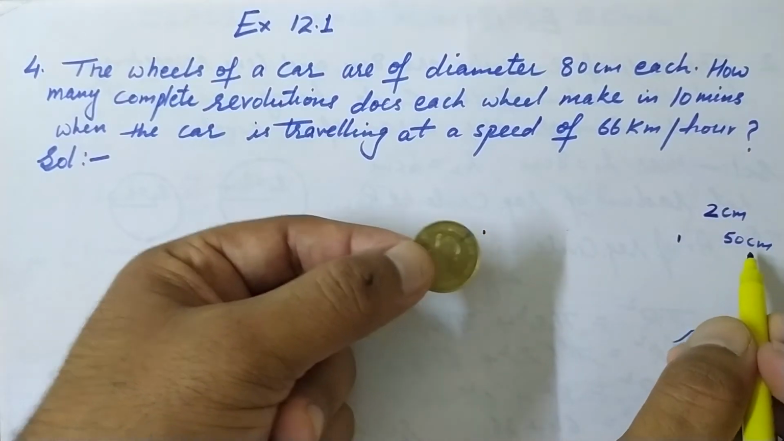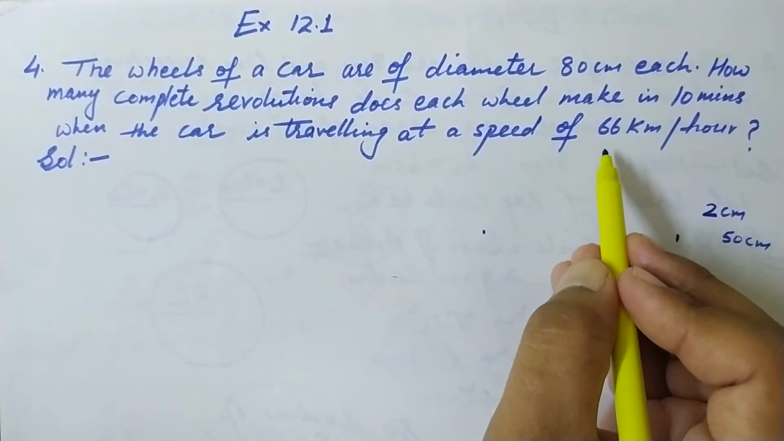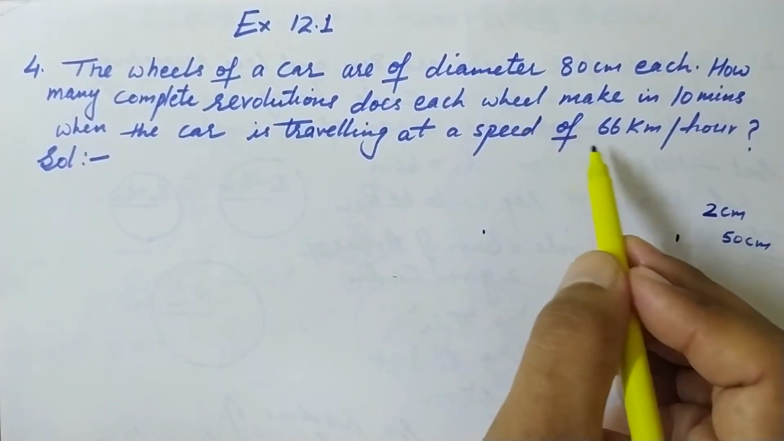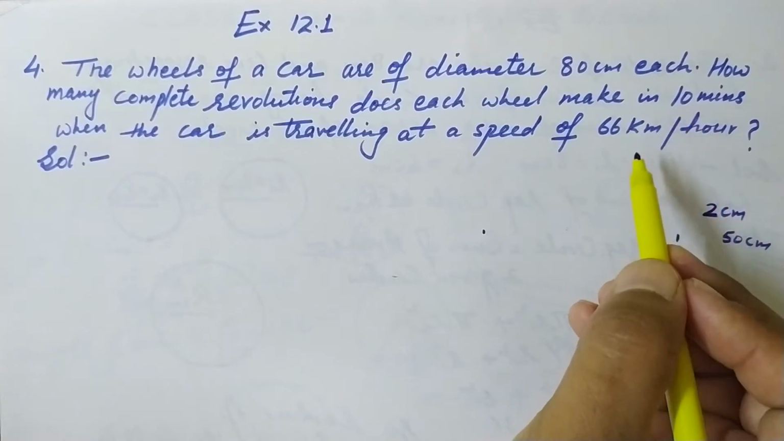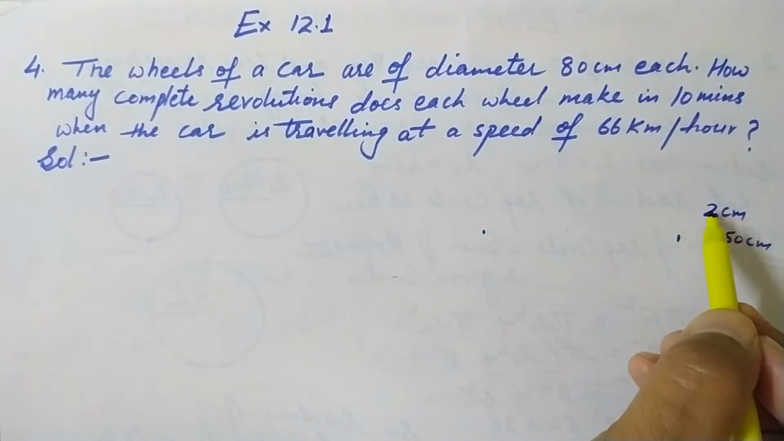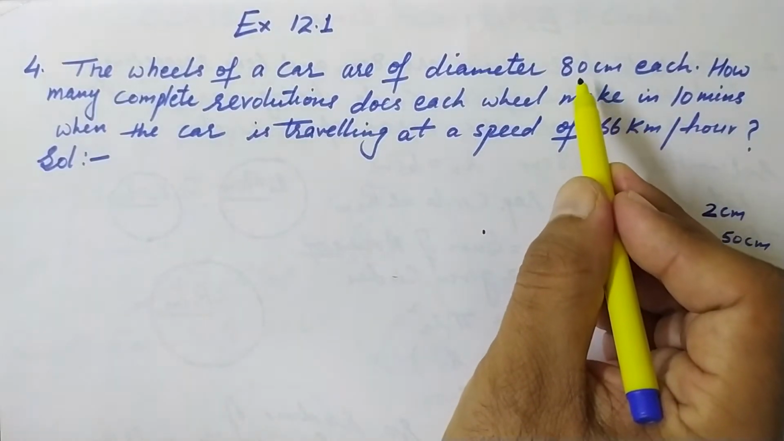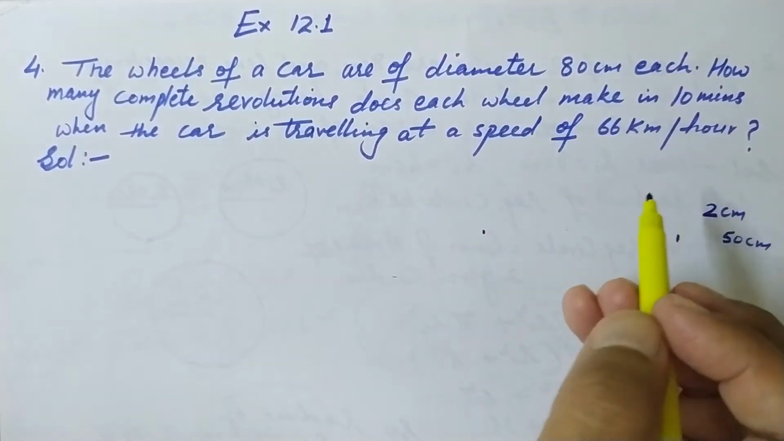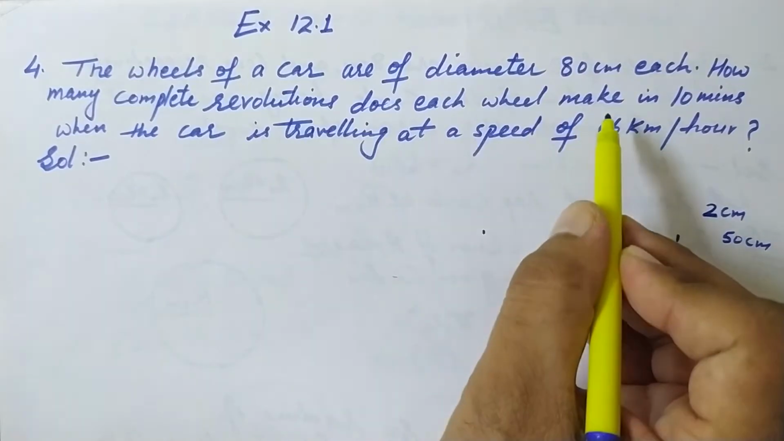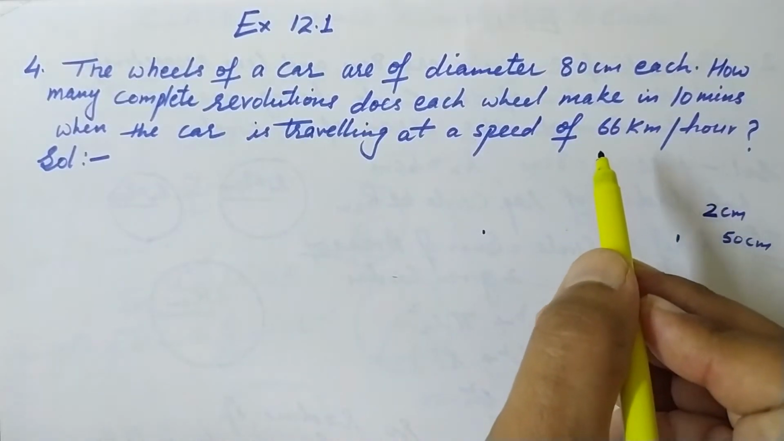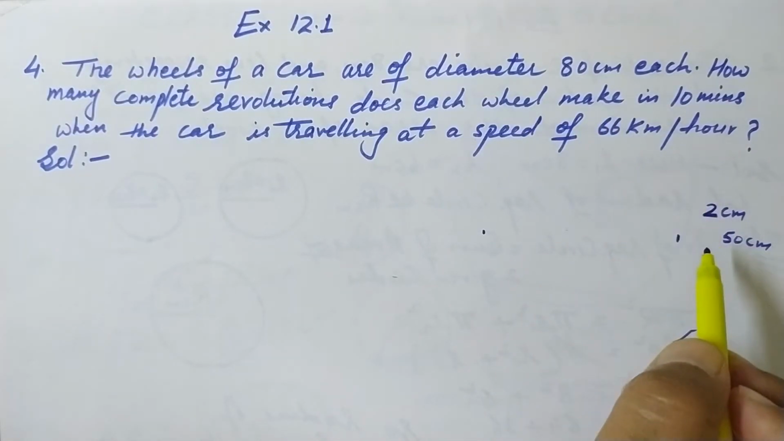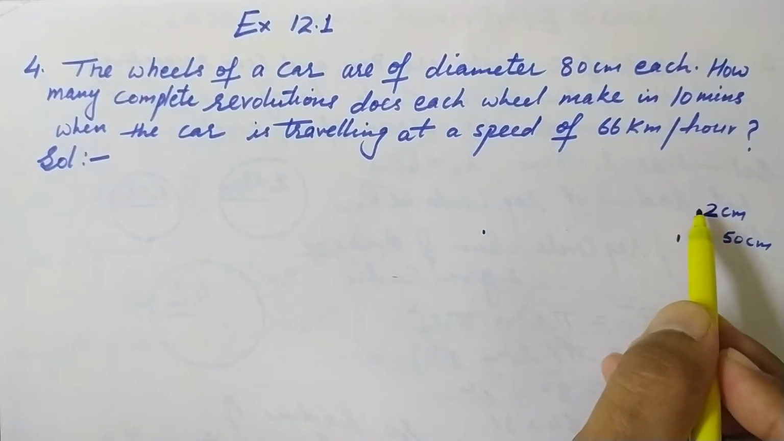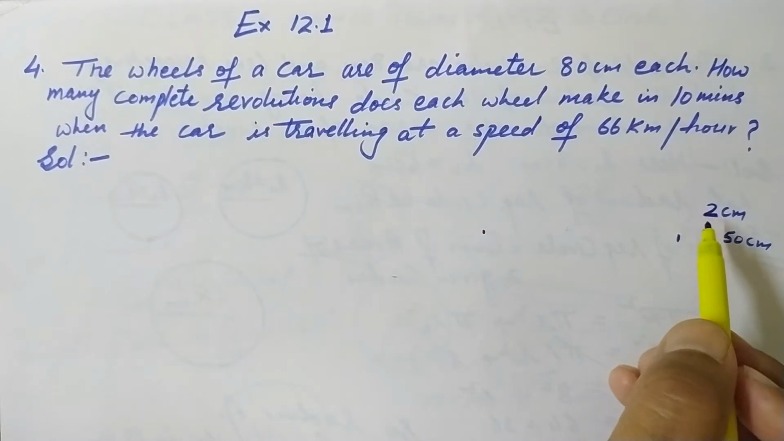Okay, so in this case also, the distance traveled by the wheel in 10 minutes will be divided by the 2 pi r of the wheel. Again I repeat, how many revolutions it will take in 10 minutes: we will find out the distance traveled by the wheel in 10 minutes, and divide that by 2 pi r, the circumference of the wheel. So this is a very simple question.